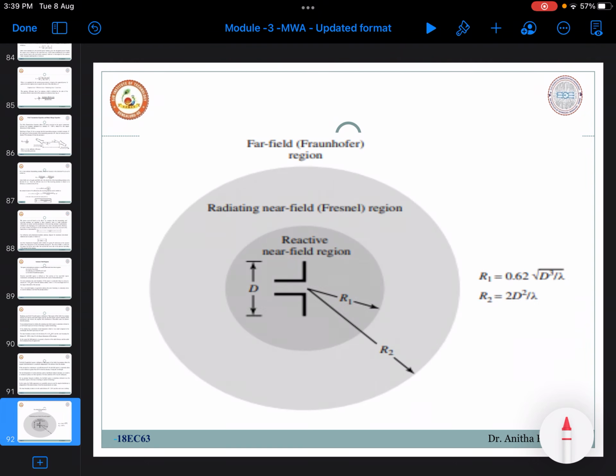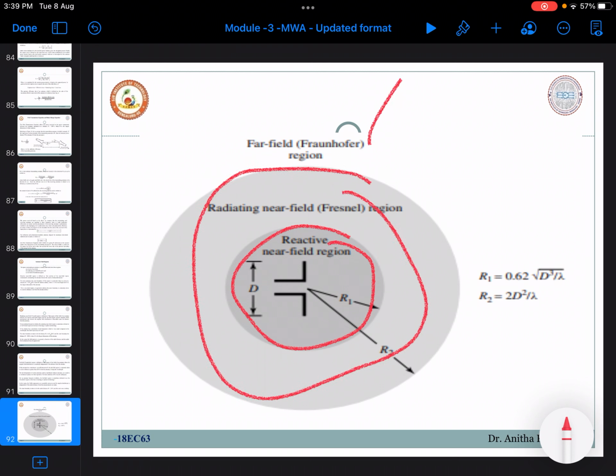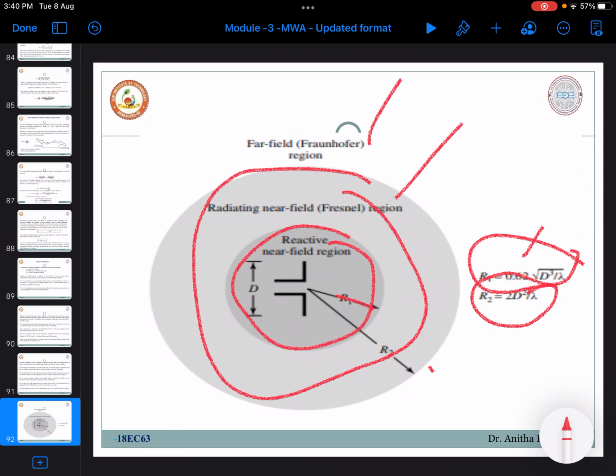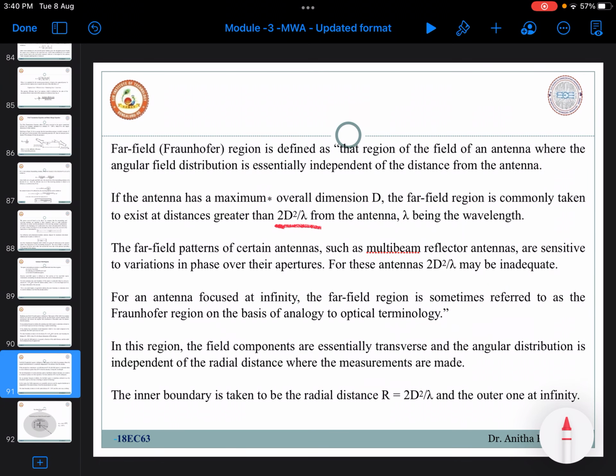Here you can observe the reactive near field region, the radiating near field region, and the Fraunhofer region. When the distance is less than R1, it is the reactive near field. When it is between the two boundaries, it is the radiating near field region. Greater than 2d square by lambda results in the Fraunhofer region, that is the far field region, where the fields are independent of distance from the antenna. The angular field distribution is essentially independent of the distance from the antenna.